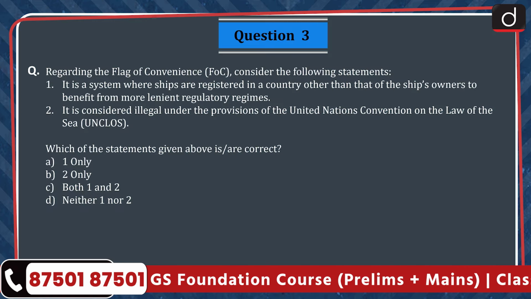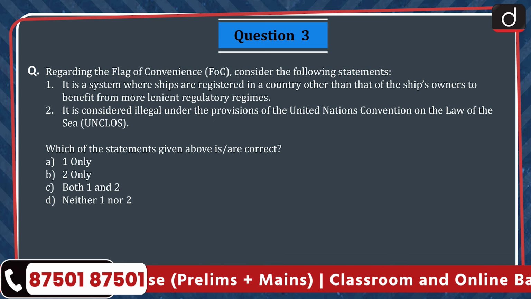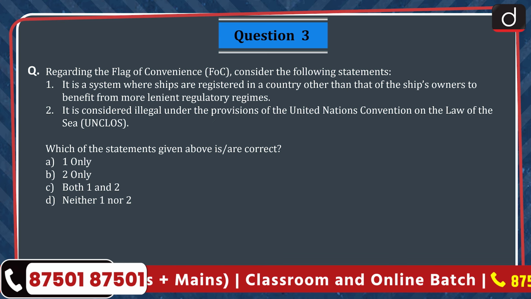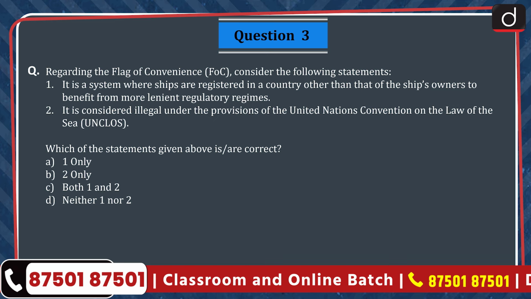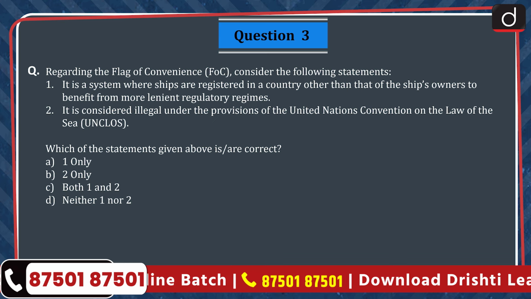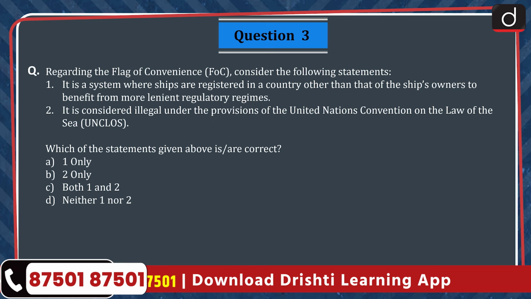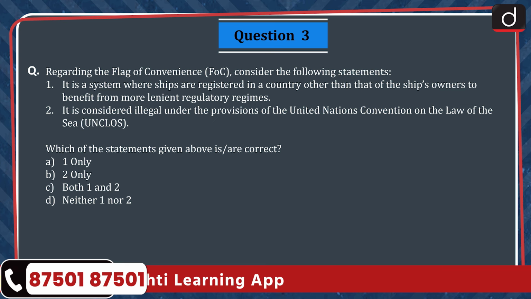Question 3. Regarding the flag of convenience, consider the following statements. 1. It is a system where ships are registered in a country other than that of the ship's owners to benefit from more lenient regulatory regimes. 2. It is considered illegal under the provisions of the United Nations Convention on the Law of the Sea. Which of the statements given above is or are correct?